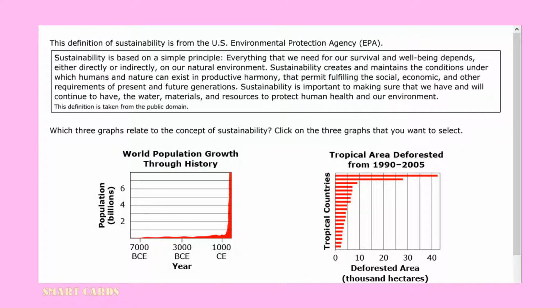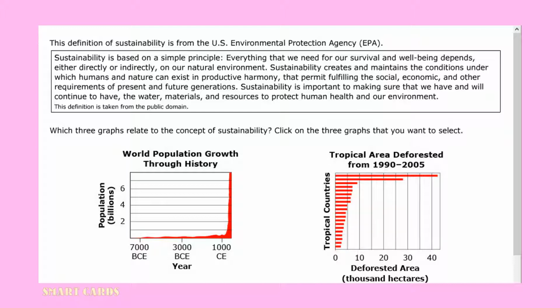This definition of sustainability is from the U.S. Environmental Protection Agency, the EPA. Sustainability is based on a simple principle. Everything that we need for our survival and well-being depends either directly or indirectly on our natural environment. Sustainability creates and maintains the conditions under which humans and nature can exist in productive harmony that permit fulfilling the social, economic, and other requirements of present and future generations. Sustainability is important to making sure that we have and will continue to have the water, minerals, and resources to protect human health and our environment.